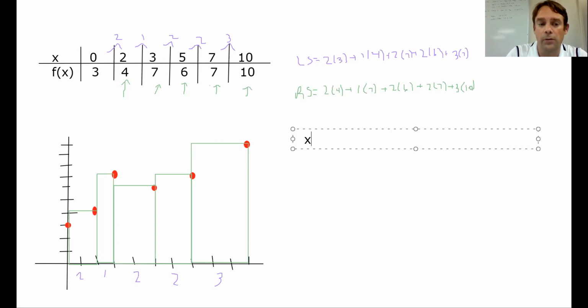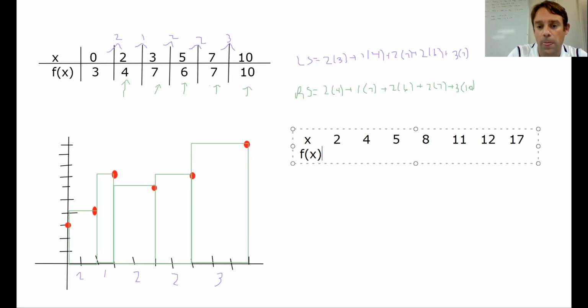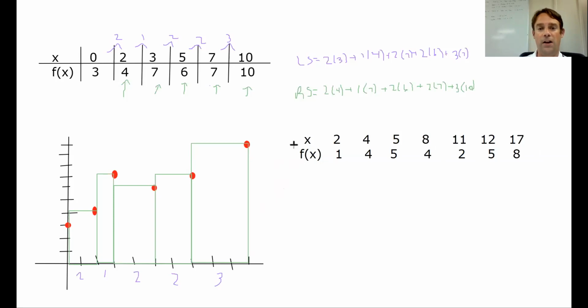Let's have you guys try one just for the fun of it. I'll give you x values 2, 4, 5, 8, 11, 12, 17. And let's try this f of x: 1, 3, 5, 4, 2, 5, 8. All right, friends, why don't you go ahead and pause the video and find the left and right sum. Just write an expression for the left and right sum for whatever graph would have these values.